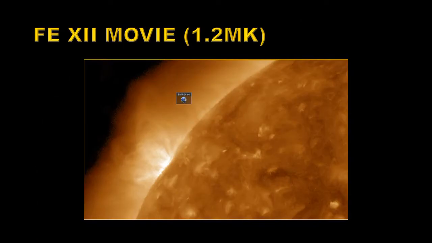The next movie we will look at is the Iron 12 movie, and that's equivalent to about 1.2 million degrees Kelvin. So this is the high temperature corona, and you'll see that the loops look somewhat different because the material here is much hotter. The region is also more intense.